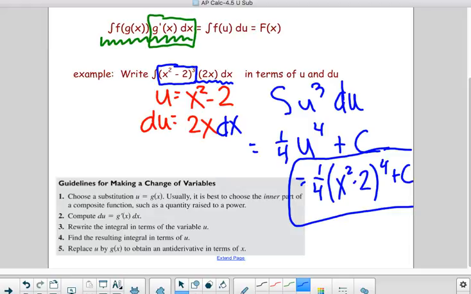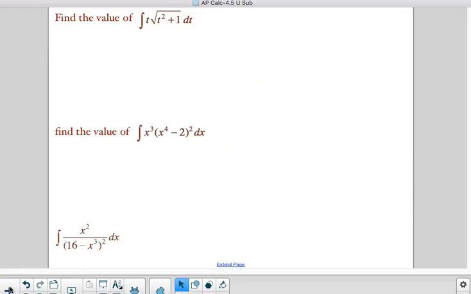Yes? When you got the du, it doesn't matter what's in front of the 2x dx? Yeah, and then we got du. Does it matter what's in front of the 2x or in front of the dx, or is it always just du? Well, we wrote down our u term, and then what's the derivative of x squared? 2x dx. So it worked out that way for us, that du was exactly what we had. Okay. All right, next one.